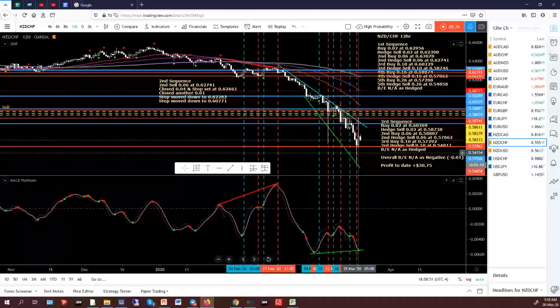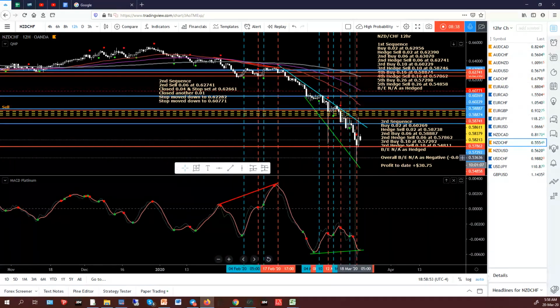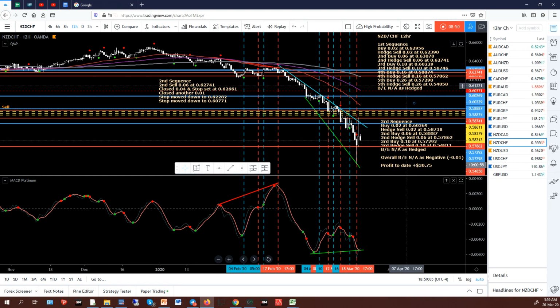So last night there was a sell signal, which is good. I'm doing the video now because price didn't go down any further. So there's a red dot on the QMP filter. It's a little bit hard to see. So I took a sell. So it's a fifth hedge sell on the first sequence in here. So the overall break even for that sequence is not applicable because it's hedged.